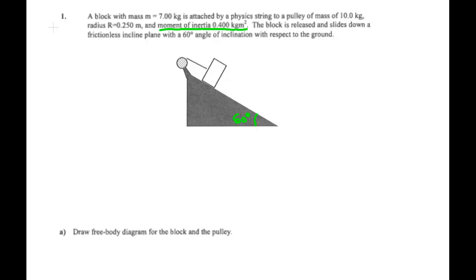Draw a free body diagram for the block and the pulley. Alright, nothing very complicated about that. Isolate the bodies. So there's the block. There's the pulley. You want to inventory the forces. There is a weight going down from the middle here, W. There is a weight due to the pulley, WP.